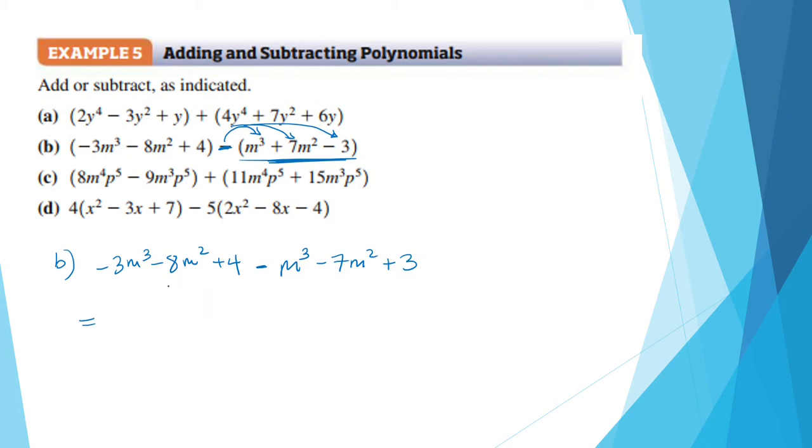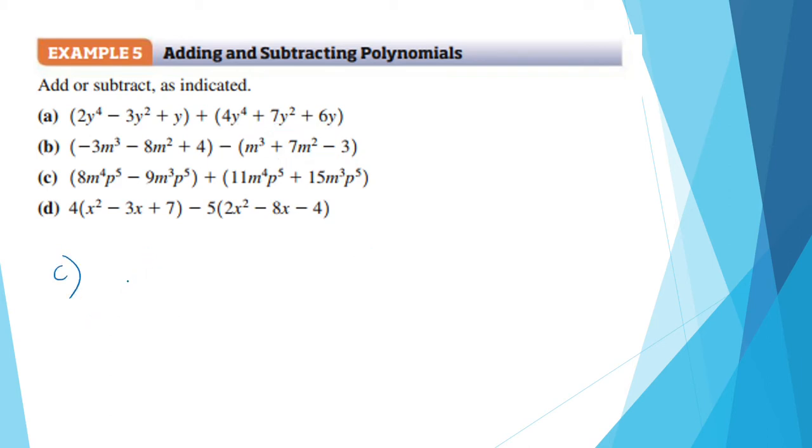Now I can try to collect like terms. Negative 3m cubed and negative m cubed. That's negative 4m cubed. Negative 8m squared and negative 7m squared. That's negative 15m squared. 4 plus 3, that's just 7. So for part B, just be extra careful if there's a negative. Don't forget to distribute that first.